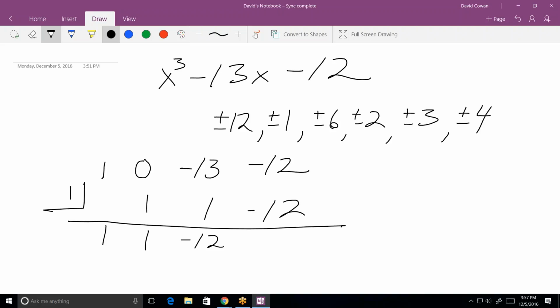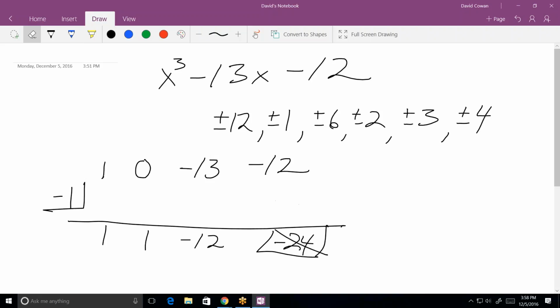Negative 12, so you'd get negative 24. That is not 0. Therefore, 1 is not a solution. So, negative 1 looks like it would be. Well, maybe not. Just because that number was the same wrong sign doesn't mean a whole lot. I mean, you might be right. Let's try negative 1.